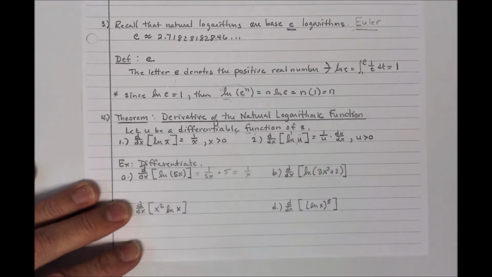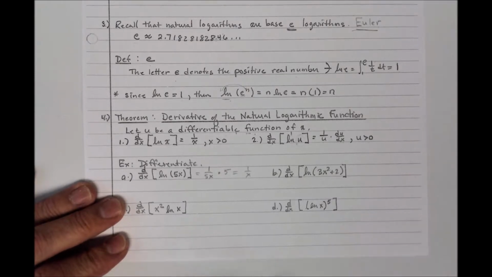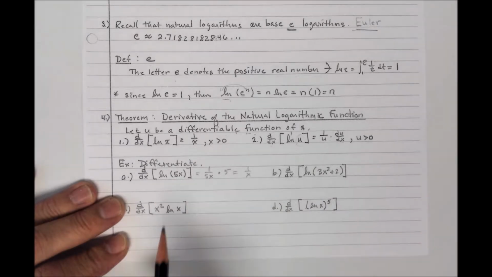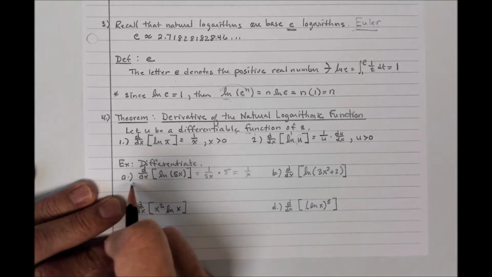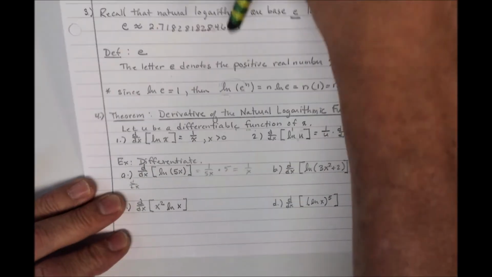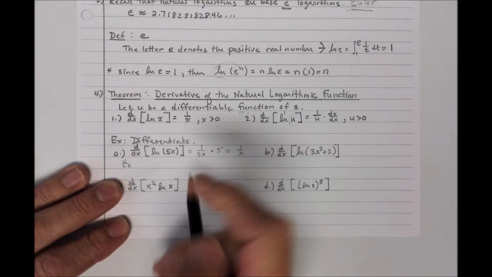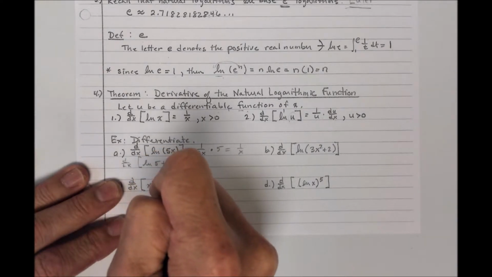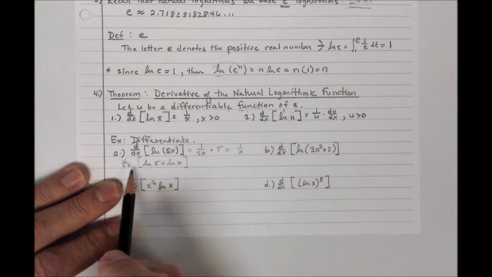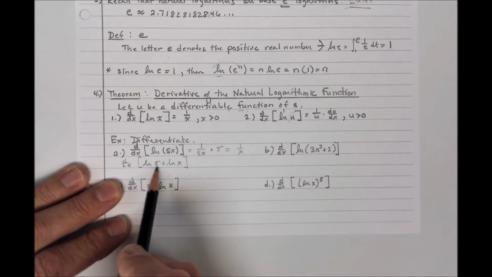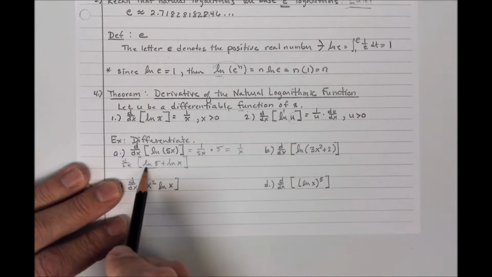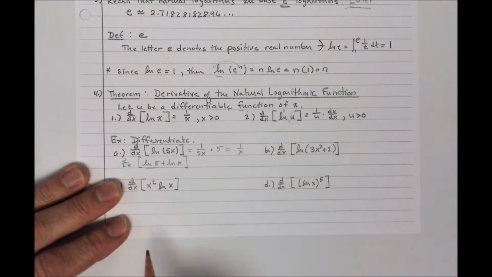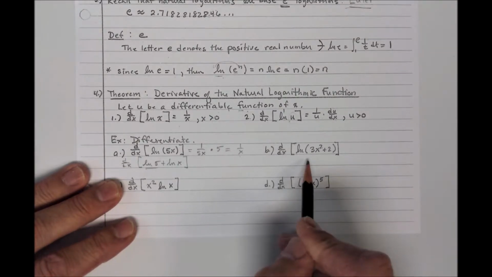Now, if you're wondering, well, how did that happen? How did I get back to the derivative of just the natural log of x? There's a 5 there. Well, remember, using the properties, this would be the same as taking the derivative of the natural log of 5 plus the natural log of x. And to take the derivative of a sum, it's the sum of the derivatives. Well, that's a number. The derivative of the natural log of 5 is 0. And the derivative of the natural log of x is 1 over x. So it works there.